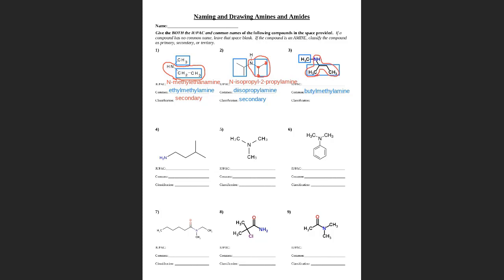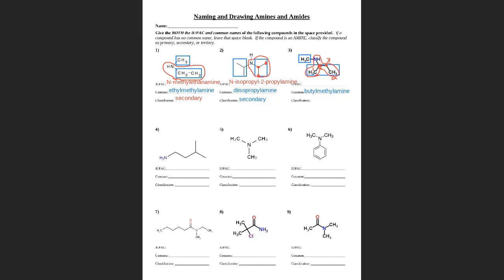Now that's a 4-carbon chain, and I'm going to start numbering from the side closest to the functional group, closest to the nitrogen. So this is carbon number 1. This carbon is number 2. This carbon over here is number 3. And the other one is number 4 over here. So this is going to be a 2-butanamine.